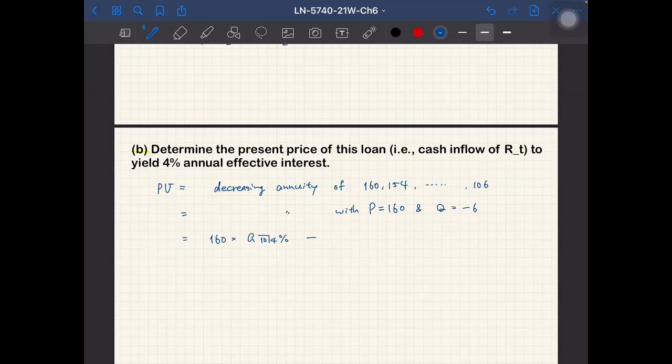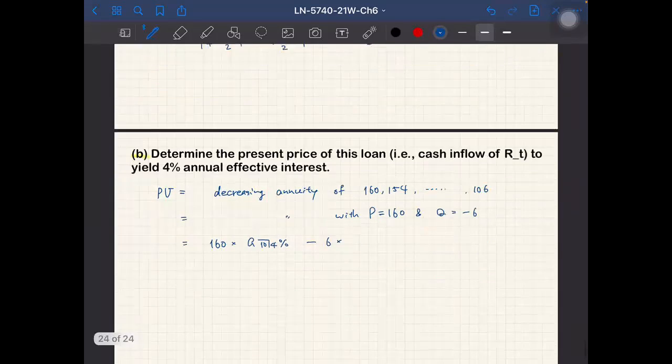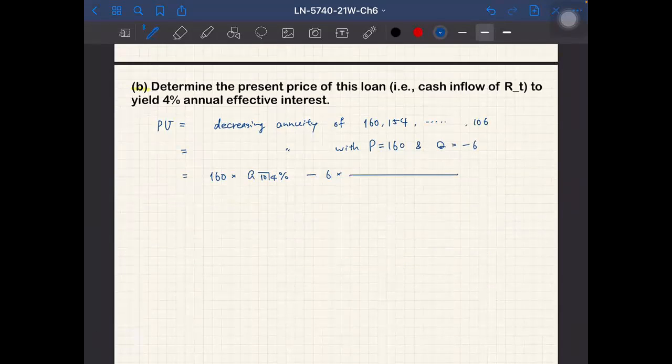minus 6 times (a angle 10 at 4% minus n times v to the power n) over i, where n is 10. Here v is 1.04 inverse, that is 1.04 to the power -10, and i is 0.04. And a angle 10 at 4% is the present value of the payment, where n is 10, i is 4% and the payment amount is 1.